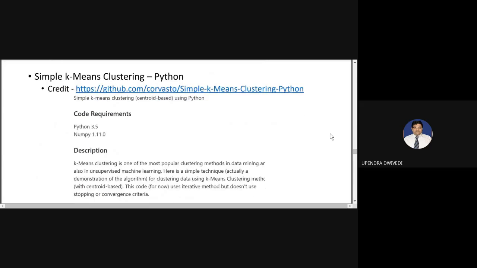I have taken an example where a developer has provided a simple k-means clustering using Python. You can refer to this URL, and there you will find the complete information about this code. This code is written in Python 3.5 and NumPy 1.110. The description says k-means clustering is one of the most popular methods for data mining, and it is an unsupervised machine learning algorithm. In this program, we'll see how k-means works.